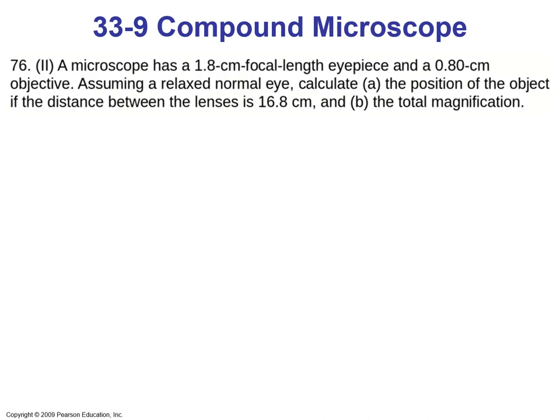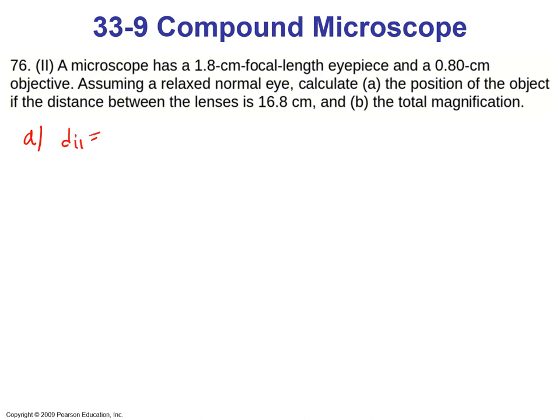As an example, let's go through problem number 76 in the book. A microscope has a 1.8 cm focal length eyepiece and a 0.8 cm objective. Assuming a relaxed normal eye, calculate A, the position of the object, if the distance between the lenses is 16.8 cm, and B, the total magnification. For part A, since the final image is at infinity for a relaxed eye, the image from the objective is at the focal point of the eyepiece. We subtract this distance from the distance between the two lenses to calculate the objective image distance. Then we use equation 33-2 to calculate the object distance.